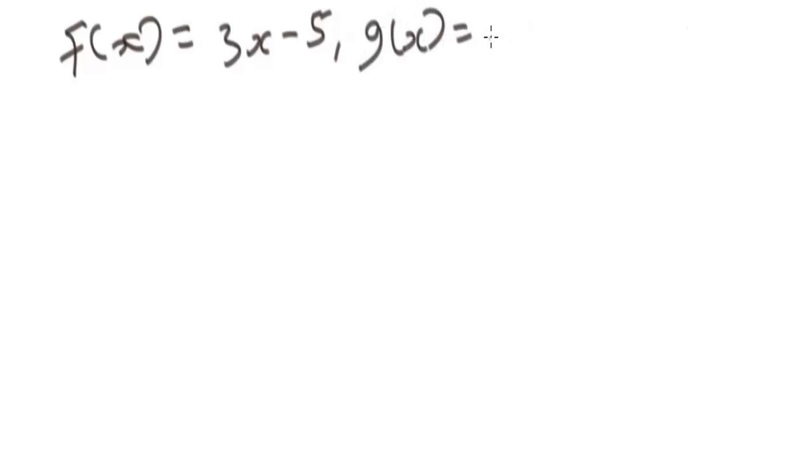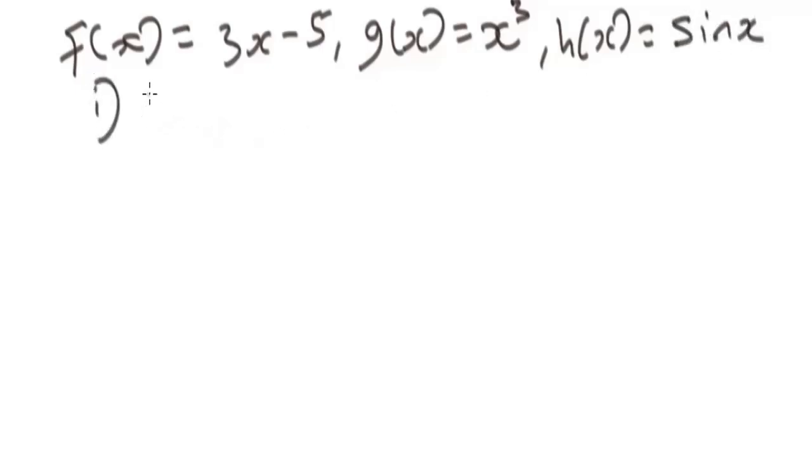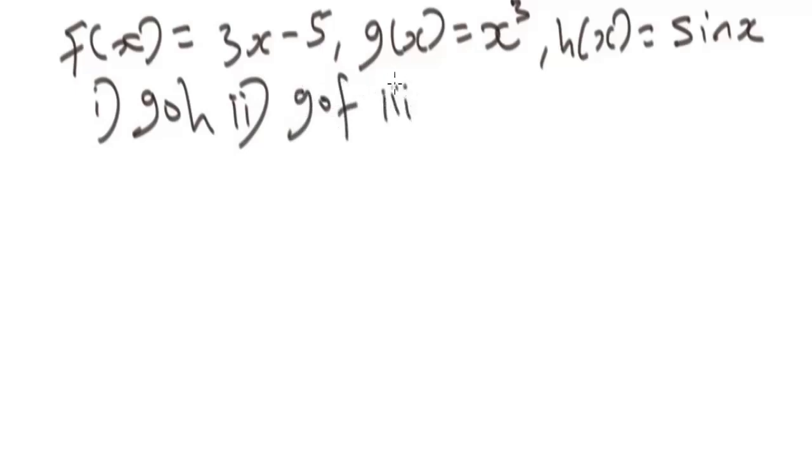So we have f of x equals 3x minus 5. Okay, we have g of x equals x cubed, and we have h of x equals sine x. So we are asked to find g of h, we have to find g of f, and we are asked to find h of f. Okay, so how do you solve this problem?